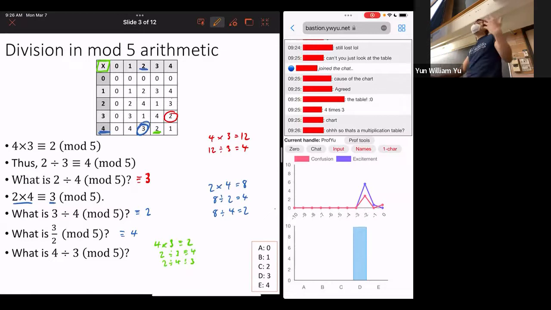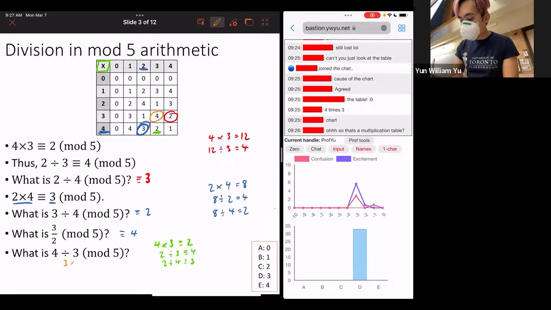Okay, and in order to reverse it, basically what you're asking is: is there a number such that when you multiply it by 3, you get 4? And the answer is yes, there is, because 3 times 3 is equal to 4. So 3 times 3 is equivalent to 4, and therefore 4 divided by 3 is equivalent to 3. Or in other words, 3 squared is equivalent to 4.